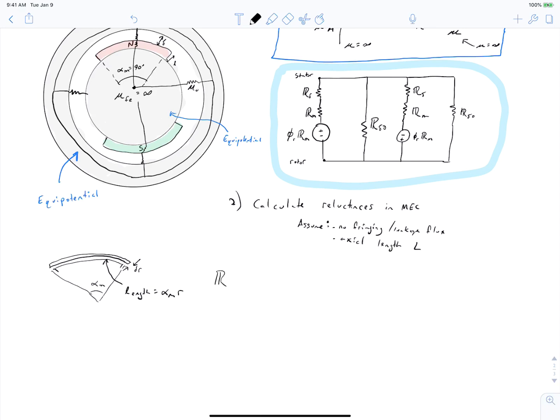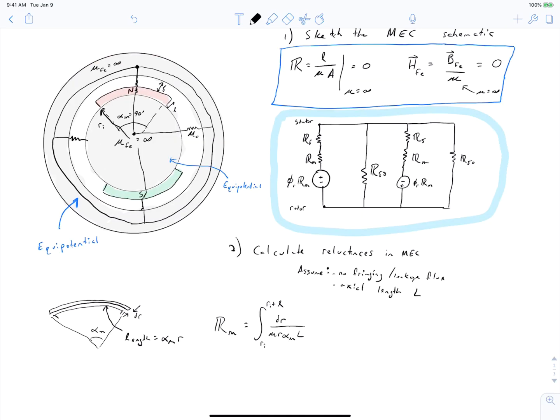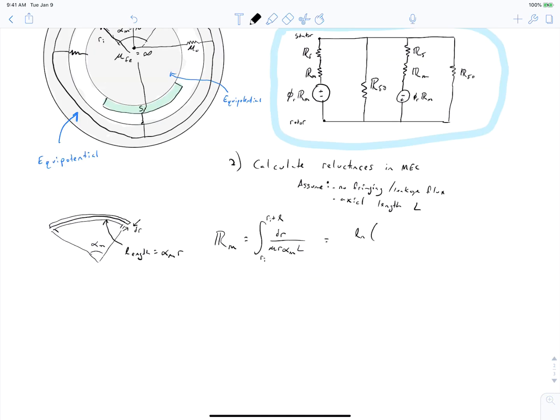So if we set this up, we can find the reluctance of our magnet as being our differential length, over our permeability of the magnet, times the radius that we're valuing the integral over, times the angular span, and finally the length into the page, where we'll integrate this from the inner radius of the magnet to the inner radius plus the length. And if you evaluate that integral, you get this expression.